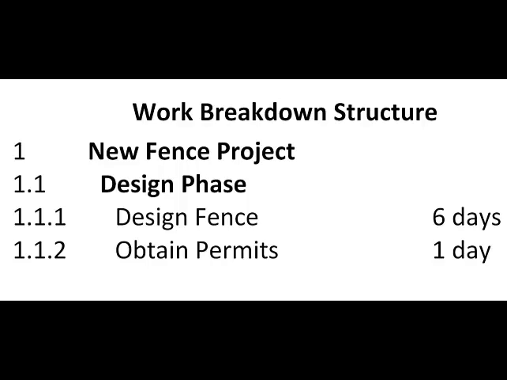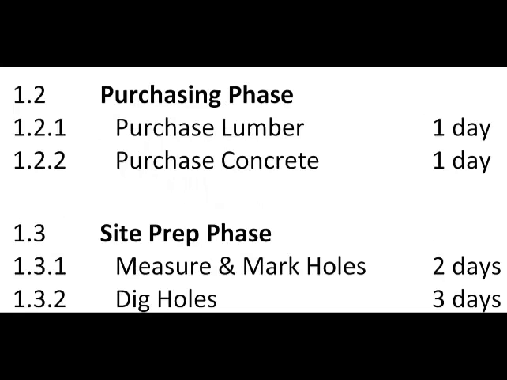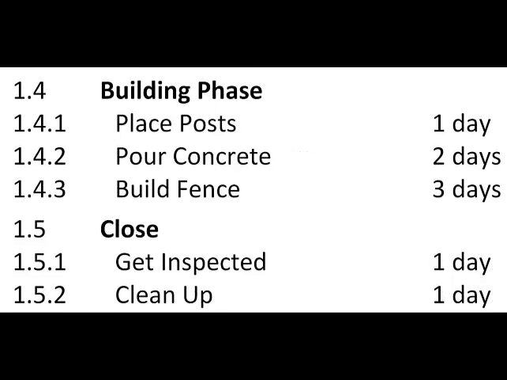First, you can see that the project itself is numbered with 1. Its first phase, the design phase, is numbered 1.1. Now on the screen we actually can see two phases. 1.2 is the purchasing phase and 1.3 is the site prep phase. Our final two phases are 1.4, the building phase, and 1.5, the closing phase.